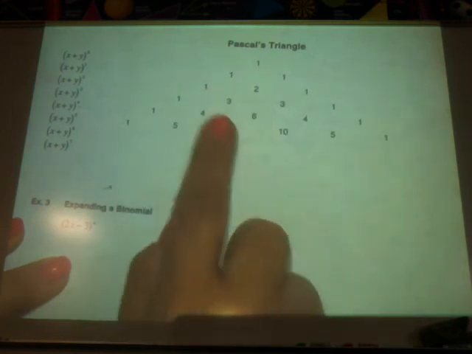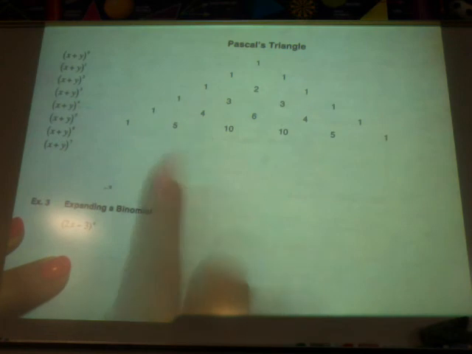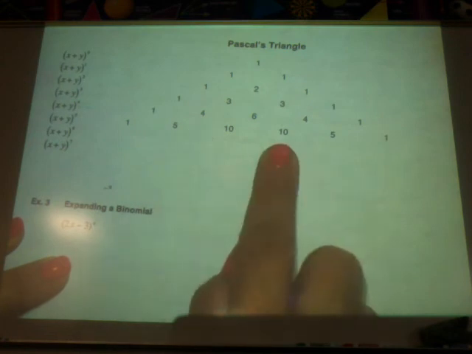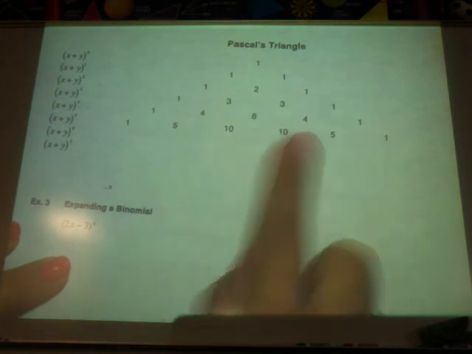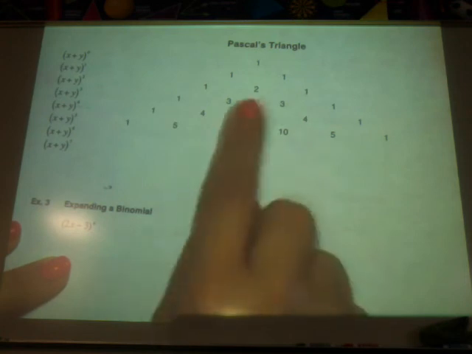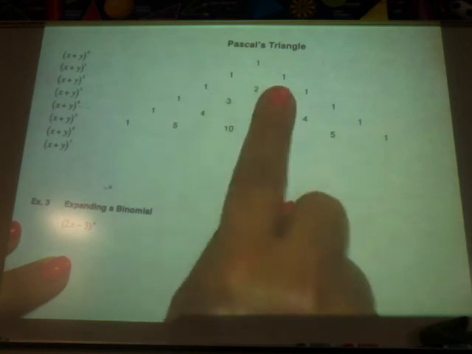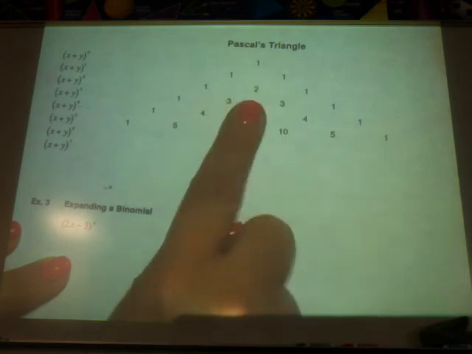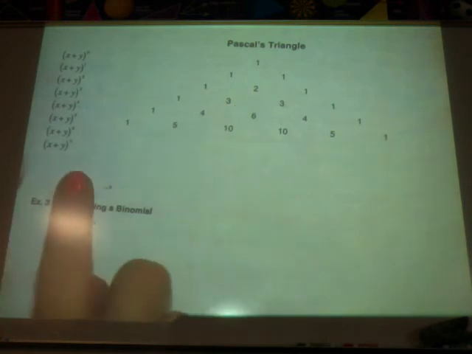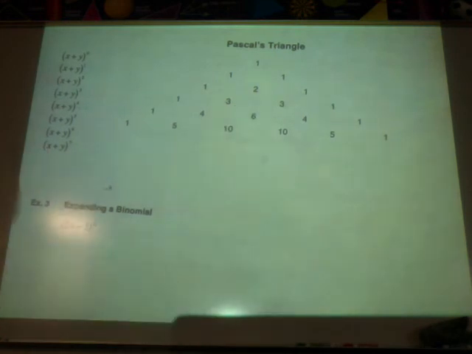How did they get the 3 here or the 4 there? Or the 10 here? You add the 2 that came above it, right? So this 2 comes from adding those 1s together. This 3 comes from adding the 1 and the 2 together. So if we're to find, and in fact I'm going to put a little pencil mark on here.